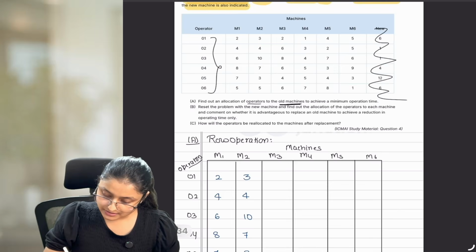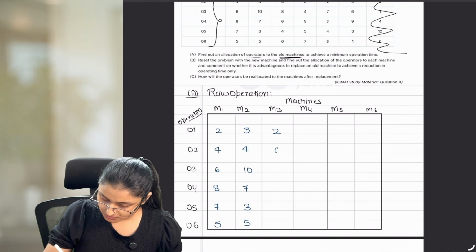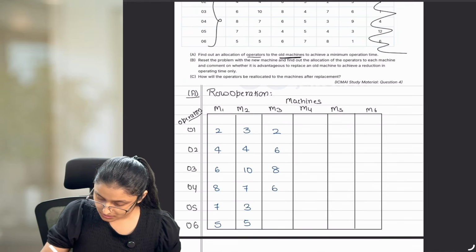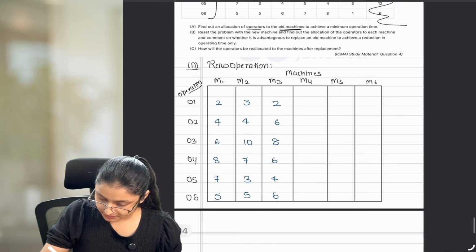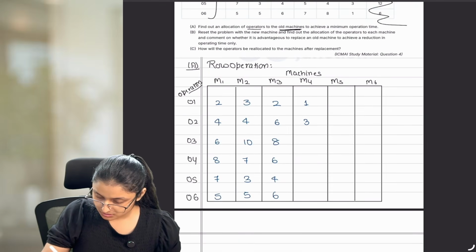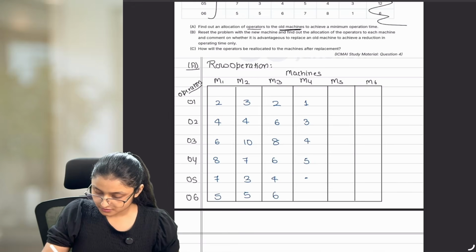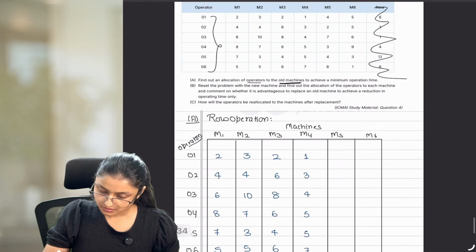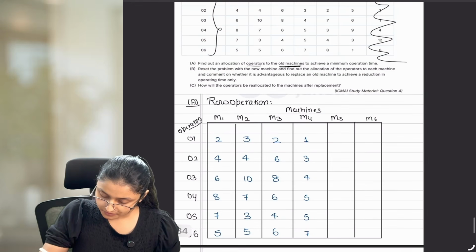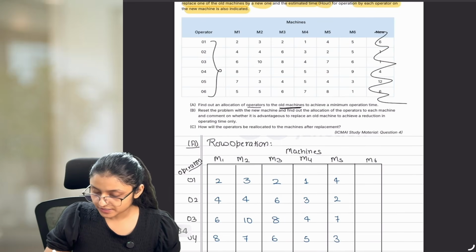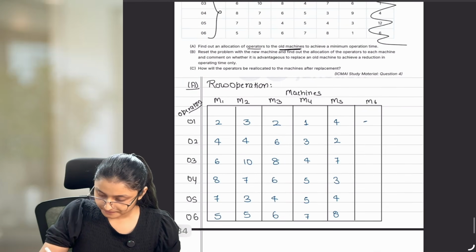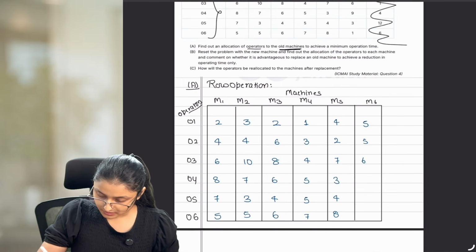2, 6, 8, 6, 4, 6. 1, 3, 4, 5, 5, 7. 4, 2, 7, 3, 4, 8. And last is 5, 5, 6, 9, 3, 1.